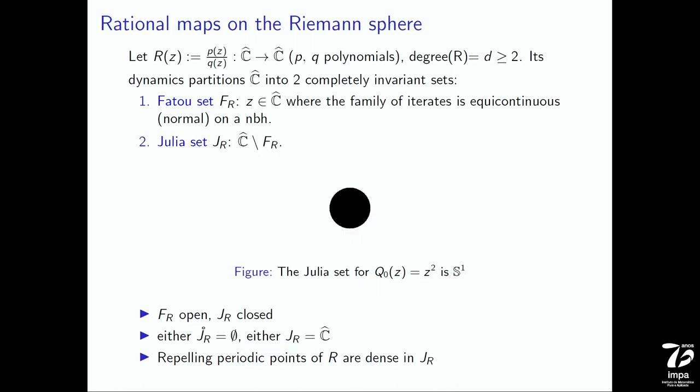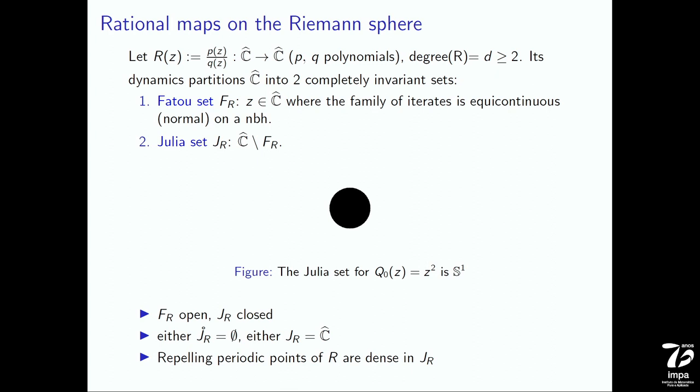If we start iterating a rational map, its action gives a partition of the Riemann sphere into two completely invariant subsets. The stable set, which is the Fatou set, which is defined as the set of zeta around which the family of iterates is equicontinuous, and the complement, which is the Julia set. Here, I draw the Julia set for the map zeta squared. It is the unit circle, as if we are in the unit disk, the iterates will converge to zero, and if we are outside the closed unit disk, the orbit will converge to infinity.